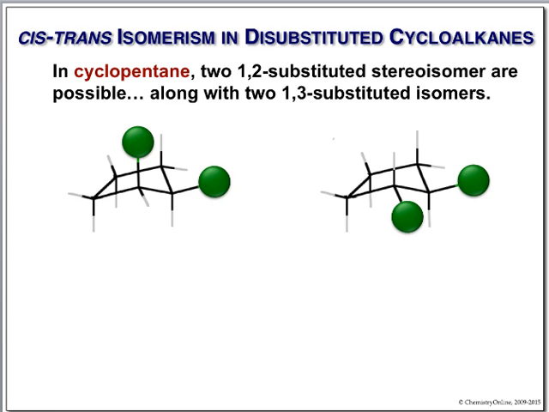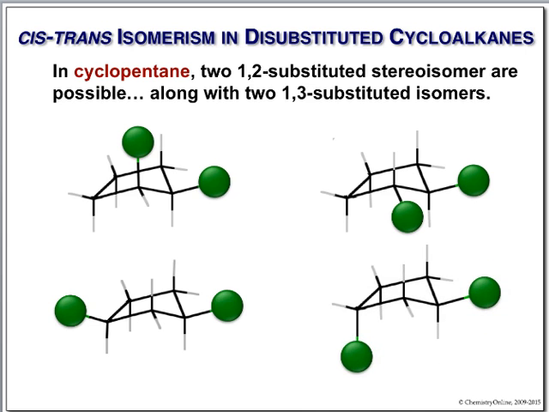So this is 1,2-dichlorocyclopentane. We could have 1,3. This is in our ring plane, so is this. Look at the other groups instead. Hydrogen is clearly down. Hydrogen is clearly down. These are cis. You draw it another way. Now you can see these are very clearly up and down. These are trans. So this is 1,3-dichloro.